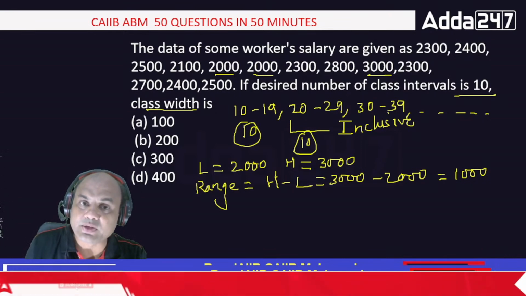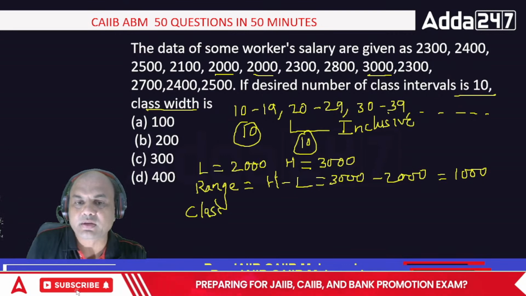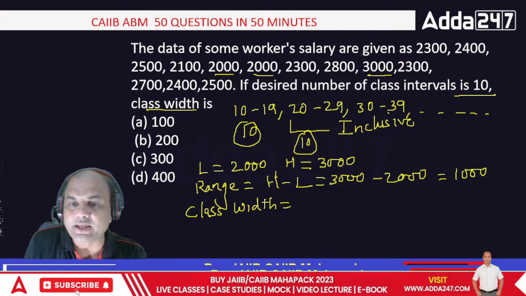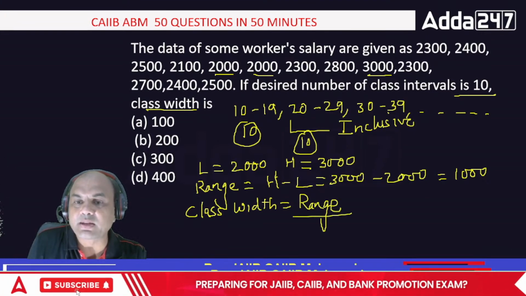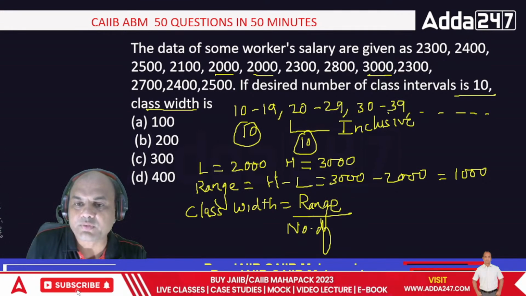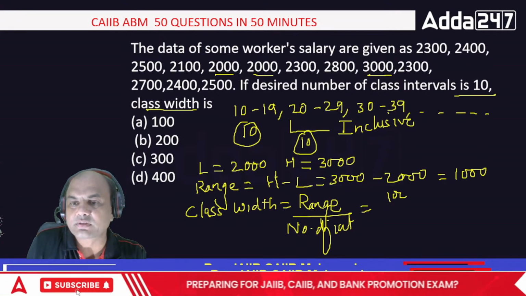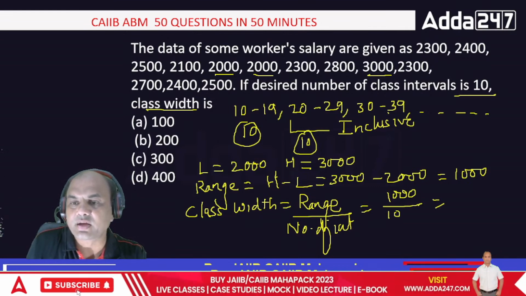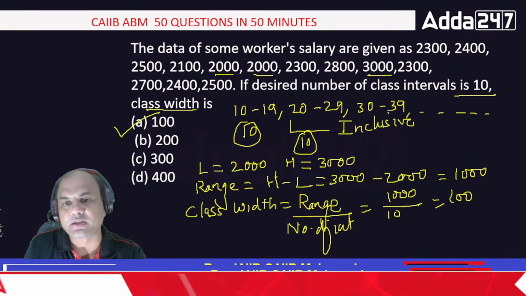But what is class width then? Class width equals range. Whatever is the range I have got, range divided by number of classes, number of intervals. Range is 1000 upon number of intervals is 10. So what is my answer? 100. So this is my answer, 100. My class width is 100.